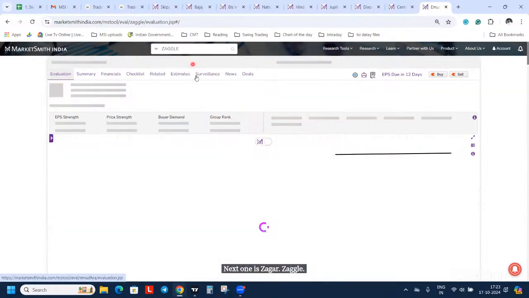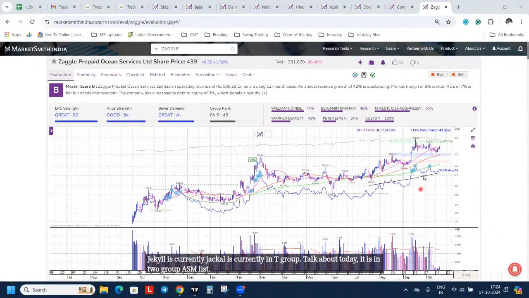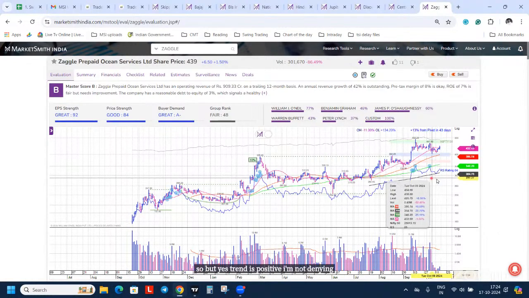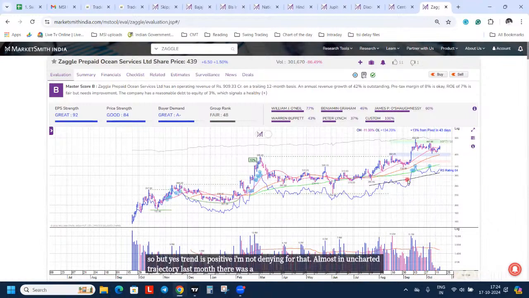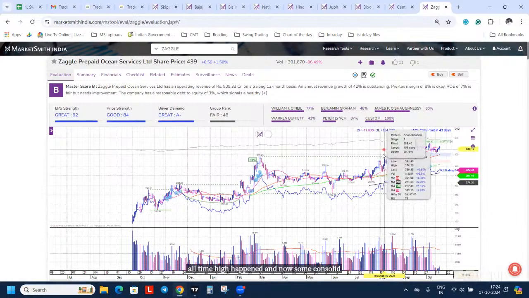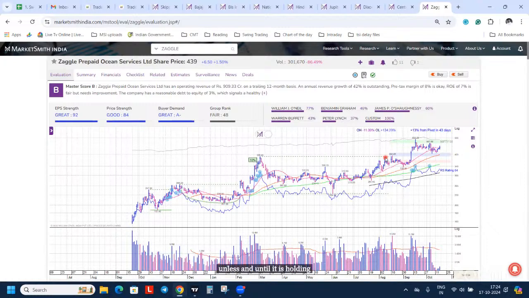Next one is Zaggle. Zaggle is currently in T group. Today it is in the stage two ASM list. But yes, trend is positive. I'm not denying that. It is in an almost uncharted trajectory. Last month there was an all-time high, and now some consolidation is happening. So maybe this sideways kind of move may continue as long as it is holding above 400. Positivities are there on the chart in Zaggle. But the day it falls below 400, it will attract negativity.